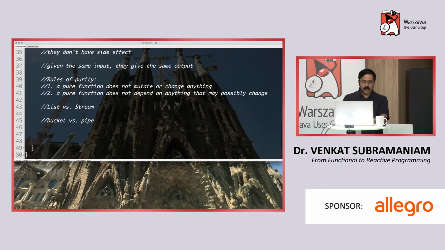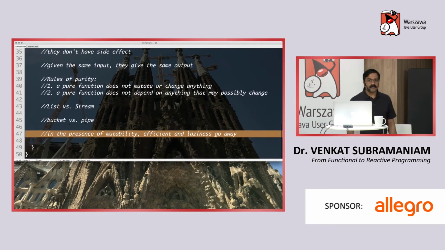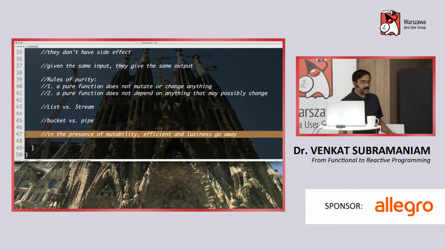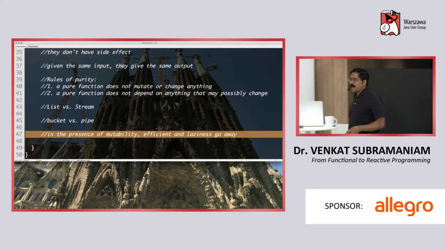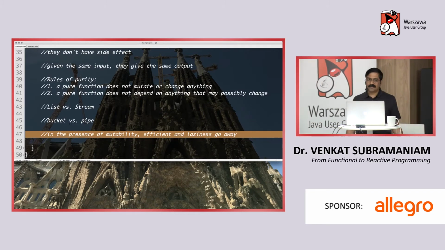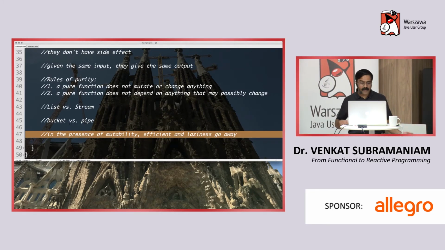So in the presence of mutability, efficiency and laziness go away. This is one of the biggest reasons why we have to be very, very careful. In the presence of mutability, efficiency and laziness totally go away. It's not just about parallelism, it's about efficiency that we have to be very careful about.